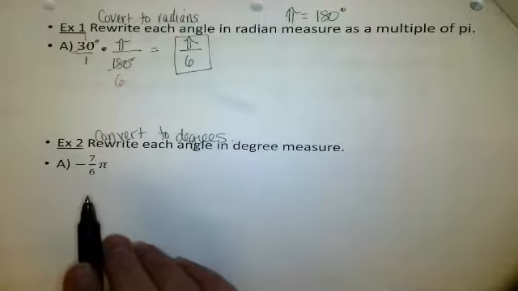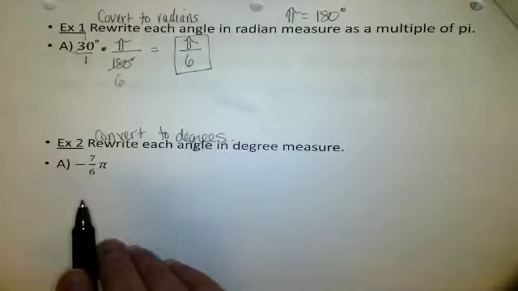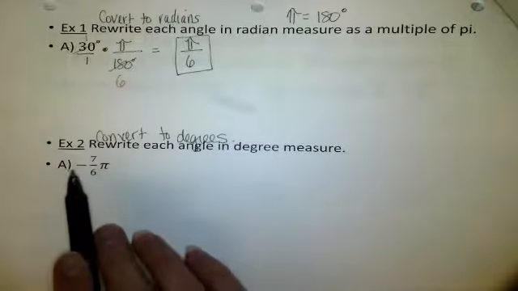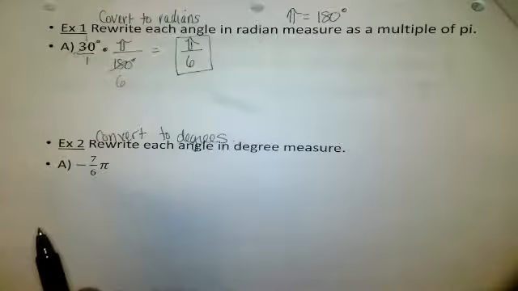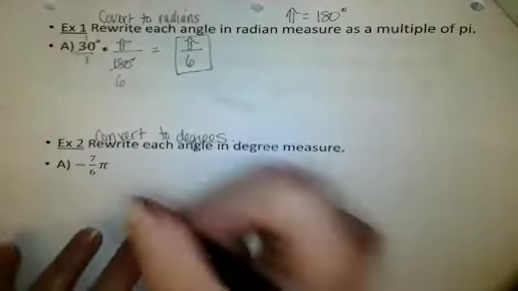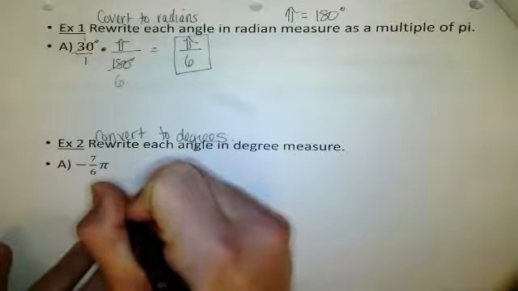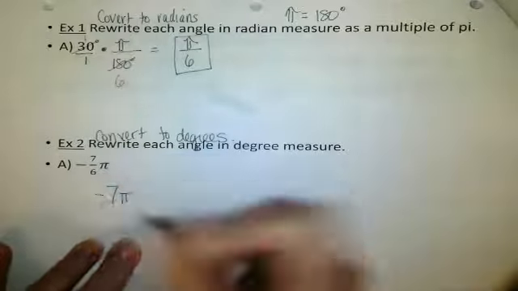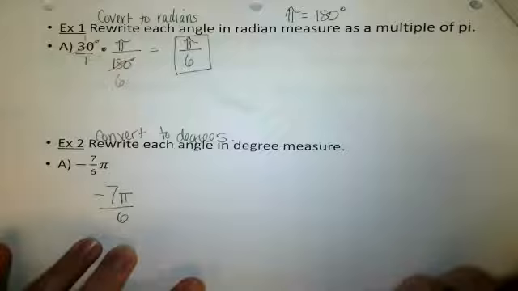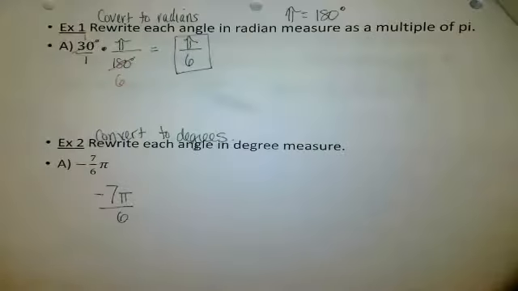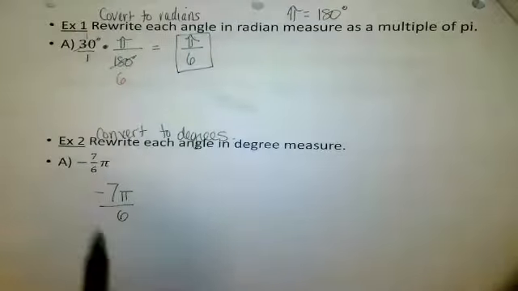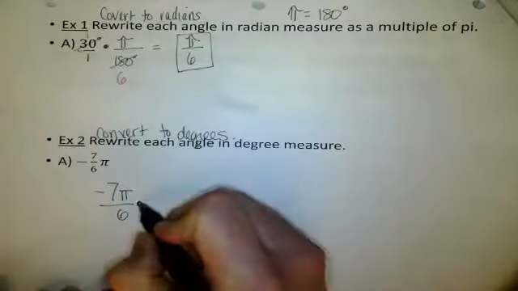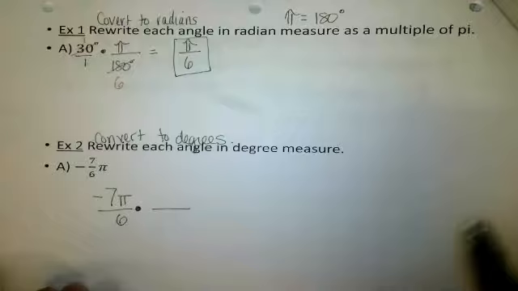Top. Does it go top and bottom? No. And where does the negative go? Top or bottom, right? But not both. Not top and bottom. That's the key. So really, we could write this as negative 7 pi divided by 6, which would be the same statement. And I need to multiply by my conversion.